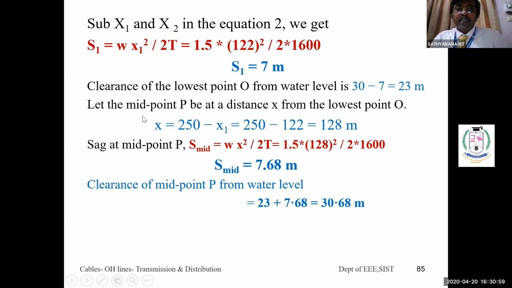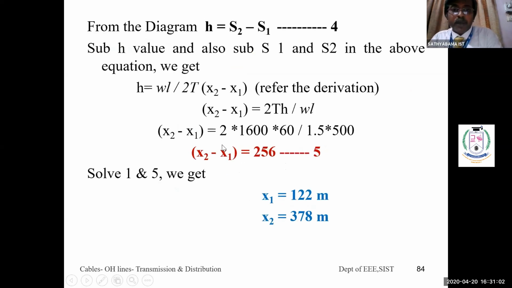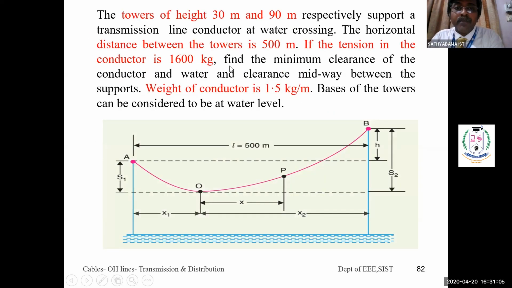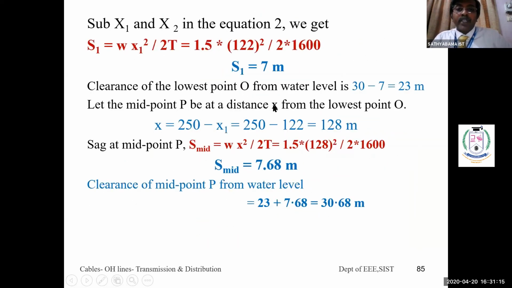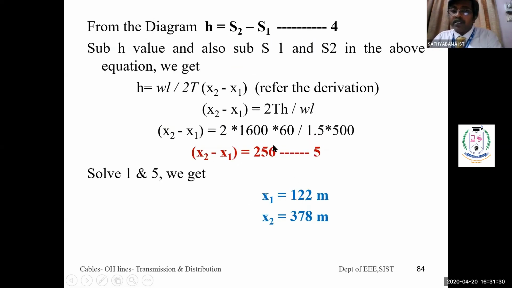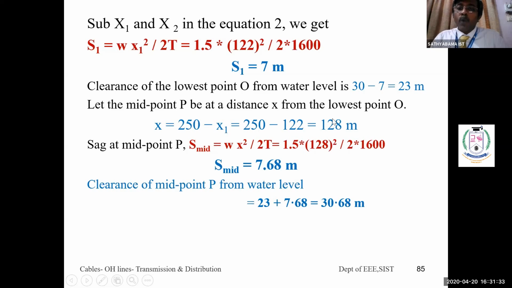And next, the midpoint P. See the question: clearance midway between the supports. So we have to find your midway, the middle part. In the middle we have to find X from the lowest point. We have the total length, which is 500. So this 500 divided by 2 is 250. So capital X is equal to 250 minus x1. X1 we just found to be 122 meters. So substitute here, and you will get 128 meters.